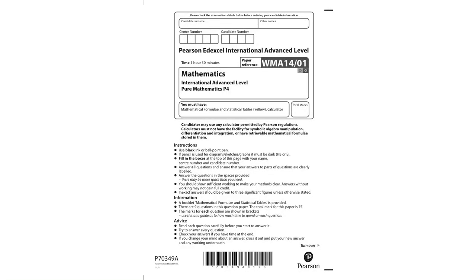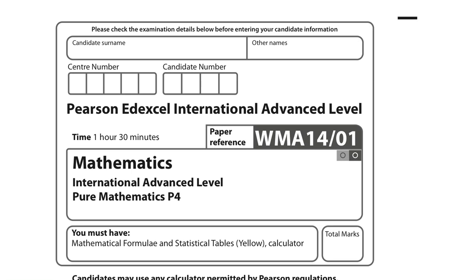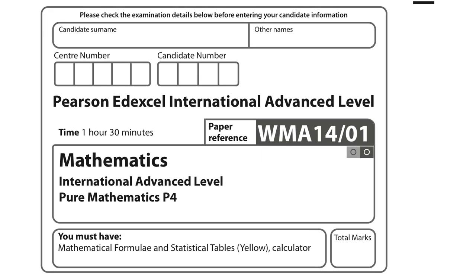Okay, Pure 4, January 22, unseen. I don't know what it was used for. I don't know why we have it. It's just nice that we have an extra paper. Yeah. Oh, okay, let's go.